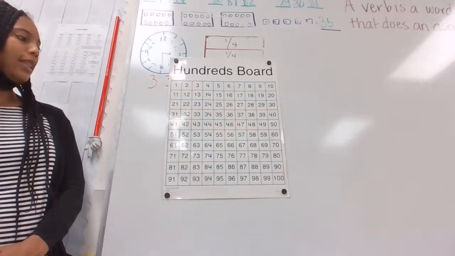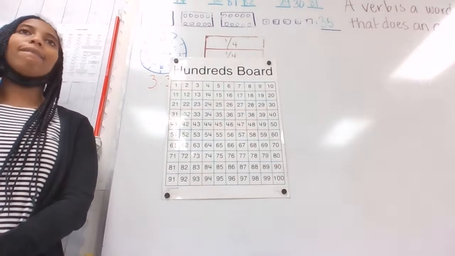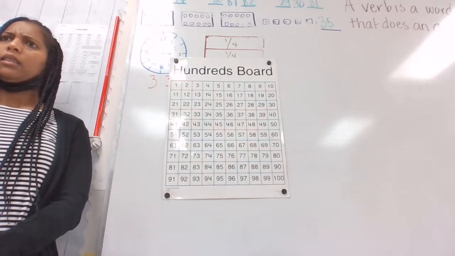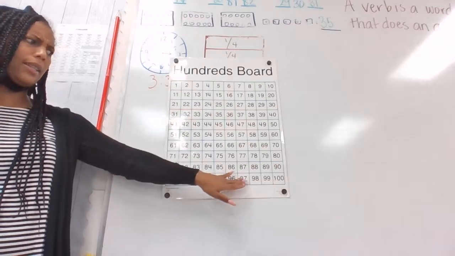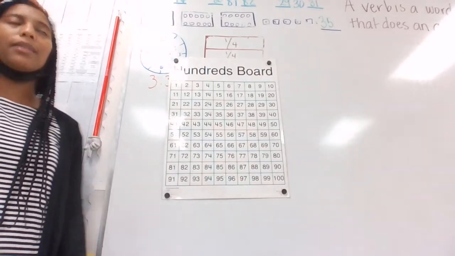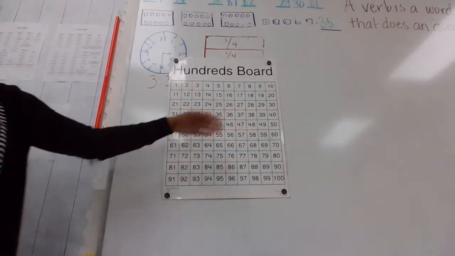62. 10 more than 87? 97. Thank you. I don't know what that was. Okay, and then 10 more than 6?